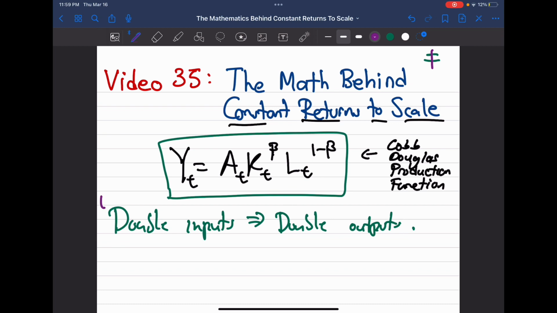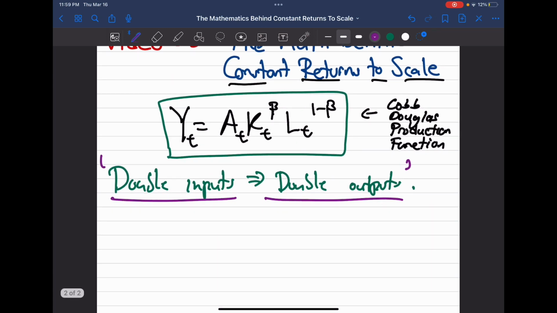Constant returns to scale is an idea: if you double inputs, then you double outputs. It's fairly intuitive. Think about it. If you do something and you double inputs, of course you will double outputs. What we're doing now is, how do we prove that this characteristic holds in our Cobb-Douglas production function? Our Cobb-Douglas is used to model production, right? How inputs create outputs. How do we make sure this characteristic holds there?